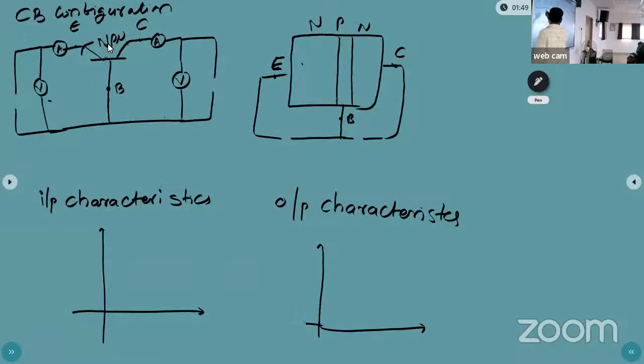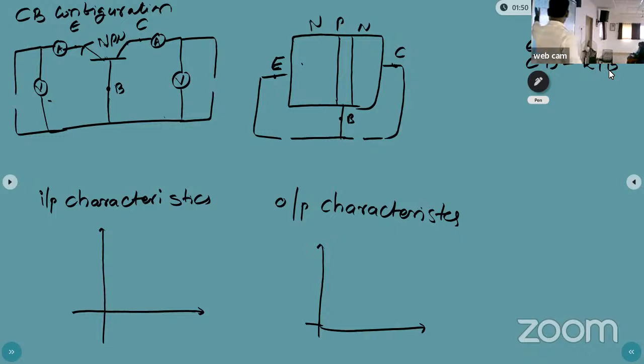Emitter and base. So now we are connecting the bias voltage, that is the battery, between the emitter and base terminals. The emitter base should be forward bias. Emitter diode is forward bias and the collector diode should be reverse bias.